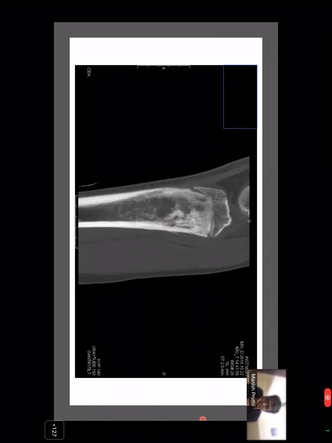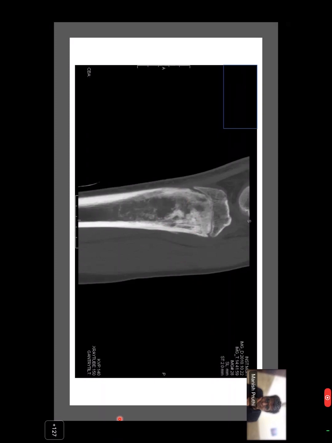Yes, sir. So a metaphyseal diaphyseal lesion showing a moth-eaten kind of pattern. You have not mentioned the second discriminator, which is the periosteal reaction. Can you see a periosteal reaction? Yes, sir. On the posterior, you can see an interrupted periosteal reaction. So there are two discriminators. Always remember pattern of destruction and periosteal reaction.